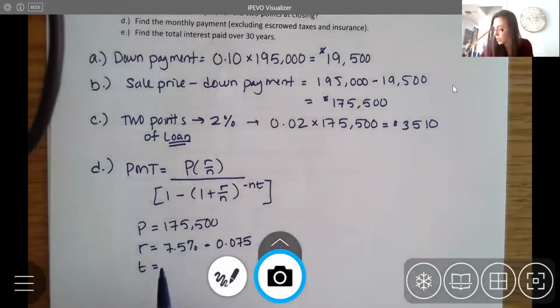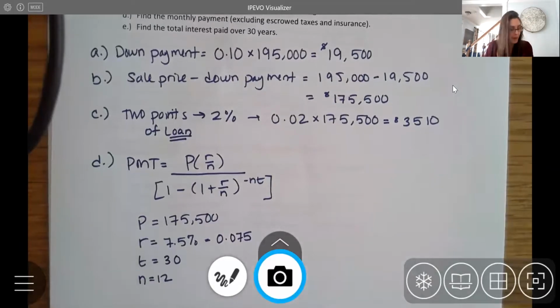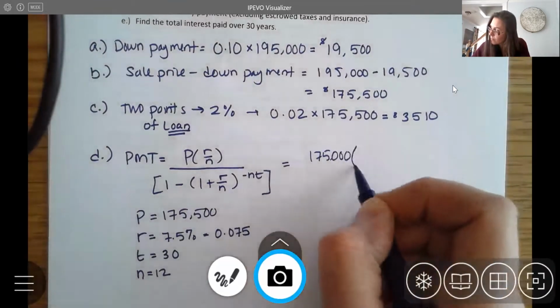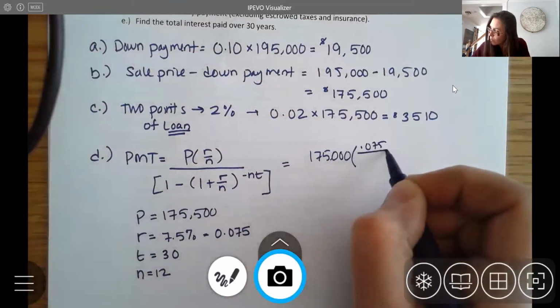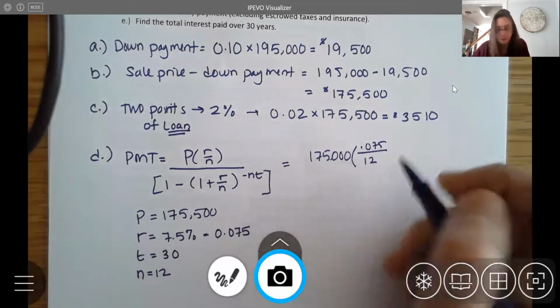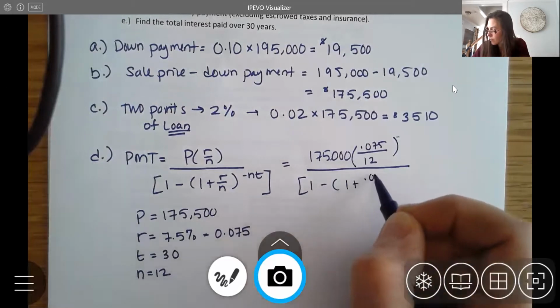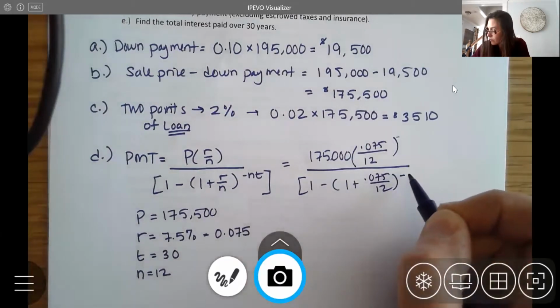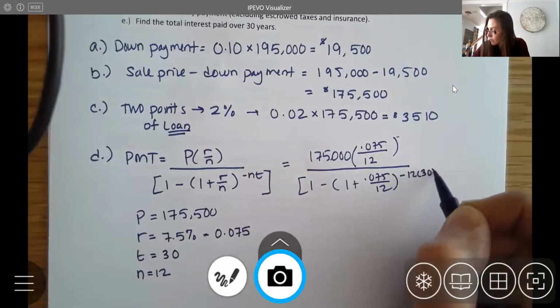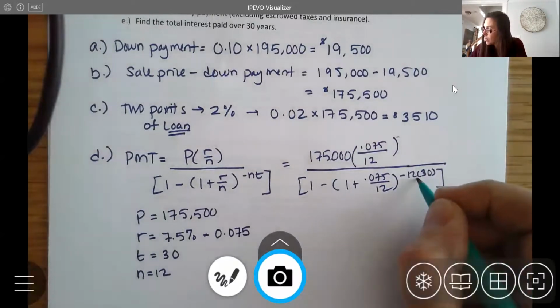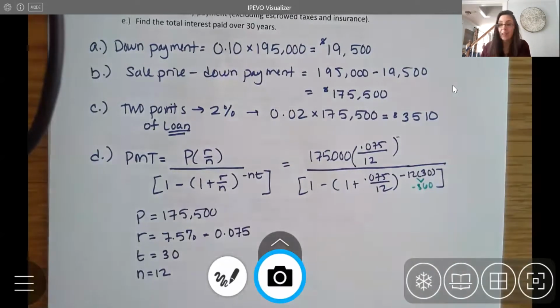All right, so our T here is 30 because we're doing this for 30 years, and our N is 12 because we're making monthly payments. So we're going to have 175.075 over 12. Okay, so when you do your exponent, this is quite a large number. This is going to be negative 360 because you end up making 360 payments over 30 years here.